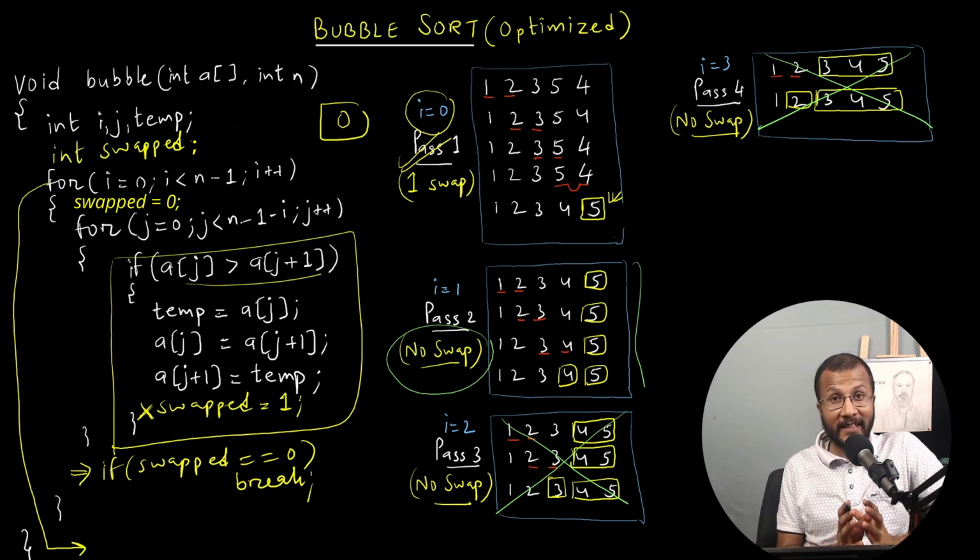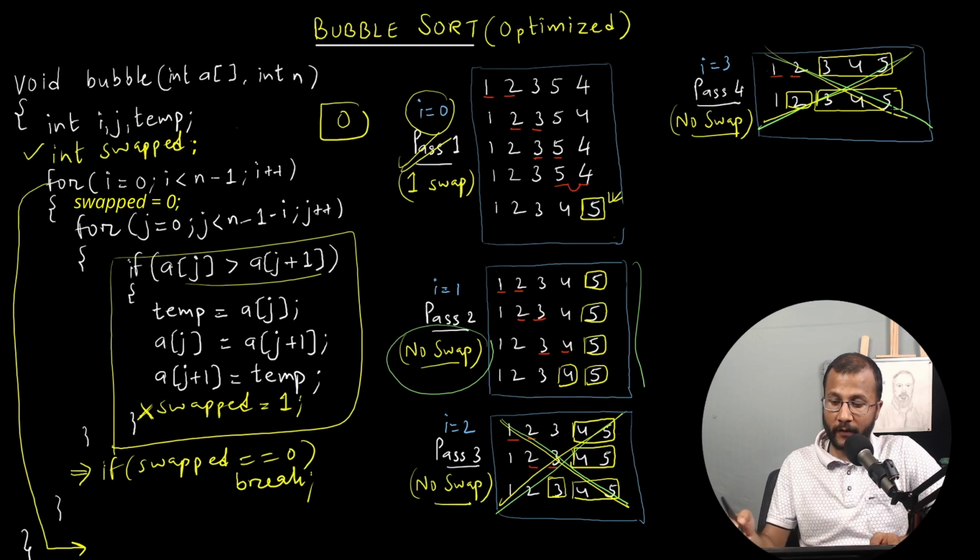So by introducing this variable swapped, we were able to optimize this code. We did not actually perform pass 3 and pass 4, so we have saved a lot of comparison time. Therefore we have improved the runtime of bubble sort. It works faster now. Okay, so this is the optimized code for bubble sort.